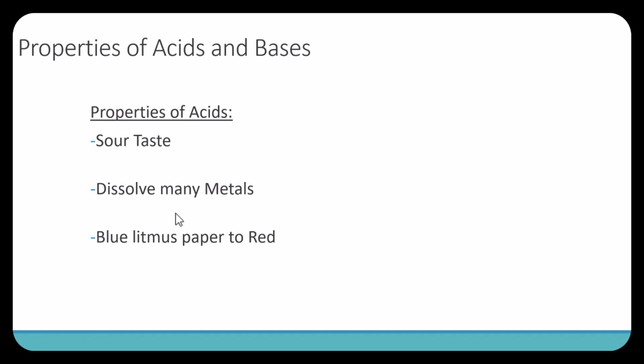And then acids are typically denoted with a red color. And one of the reasons is the litmus test, right? So there's blue litmus paper and there's red litmus paper. If you dip red litmus paper in an acid, it will remain red. If you dip a blue litmus paper into acid, it will turn that paper to a red color. So that's why they're denoted with a red color.